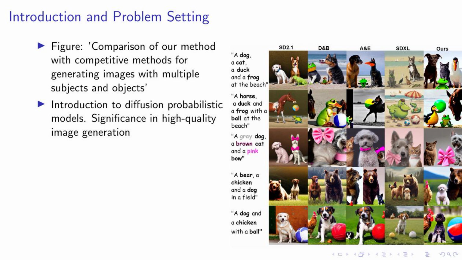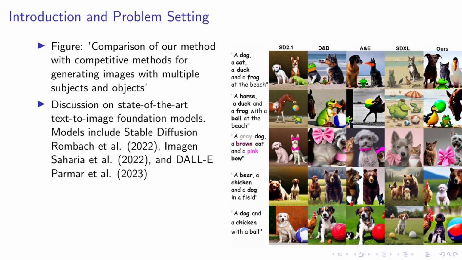We believe that a well-structured layout can mitigate these issues. By manipulating the latent map and attention maps, we can generate images where the subjects are well separated and no subject dominates the scene. This is just the tip of the iceberg. As we move forward, we'll delve deeper into our proposed solution and how it outperforms existing methods. Stay tuned. In this slide, we're going to delve into the challenges faced by state-of-the-art text-to-image foundation models.